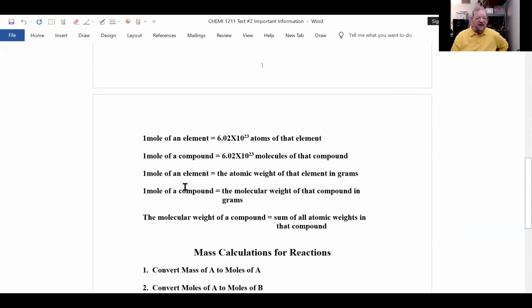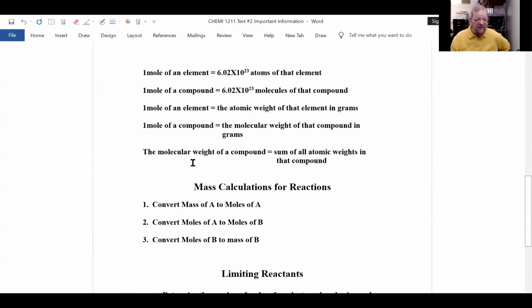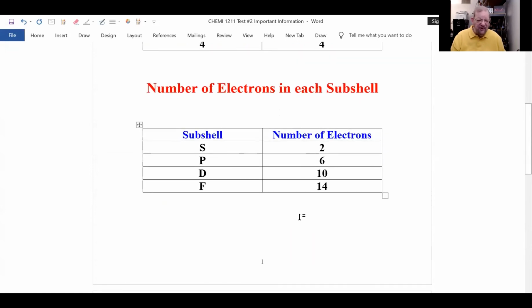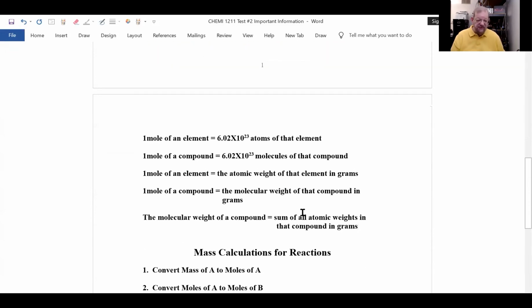If you notice right over here, the molecular weight of a compound equals the sum of all atomic weights of a compound. And I could have put down here in grams, which I probably will correct at a later date. And this is all going to be given to you. A couple of years ago, I used to make students memorize this, and as I told you, I've changed my philosophy on that. Same thing here. Here are the shells and subshells, which you don't have to memorize, and students used to.